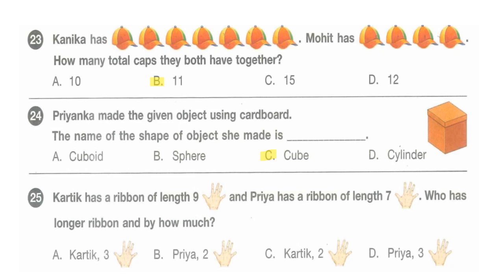Question number 25. Karthik has a ribbon of length 9 handspan and Priya has a ribbon of length 7 handspan. Who has the longer ribbon and by how much? A. Karthik 3 handspan. B. Priya 2 handspans. C. Karthik 2 handspans and D. Priya 3 handspans. So we have to find who has the longer ribbon length and by how much.